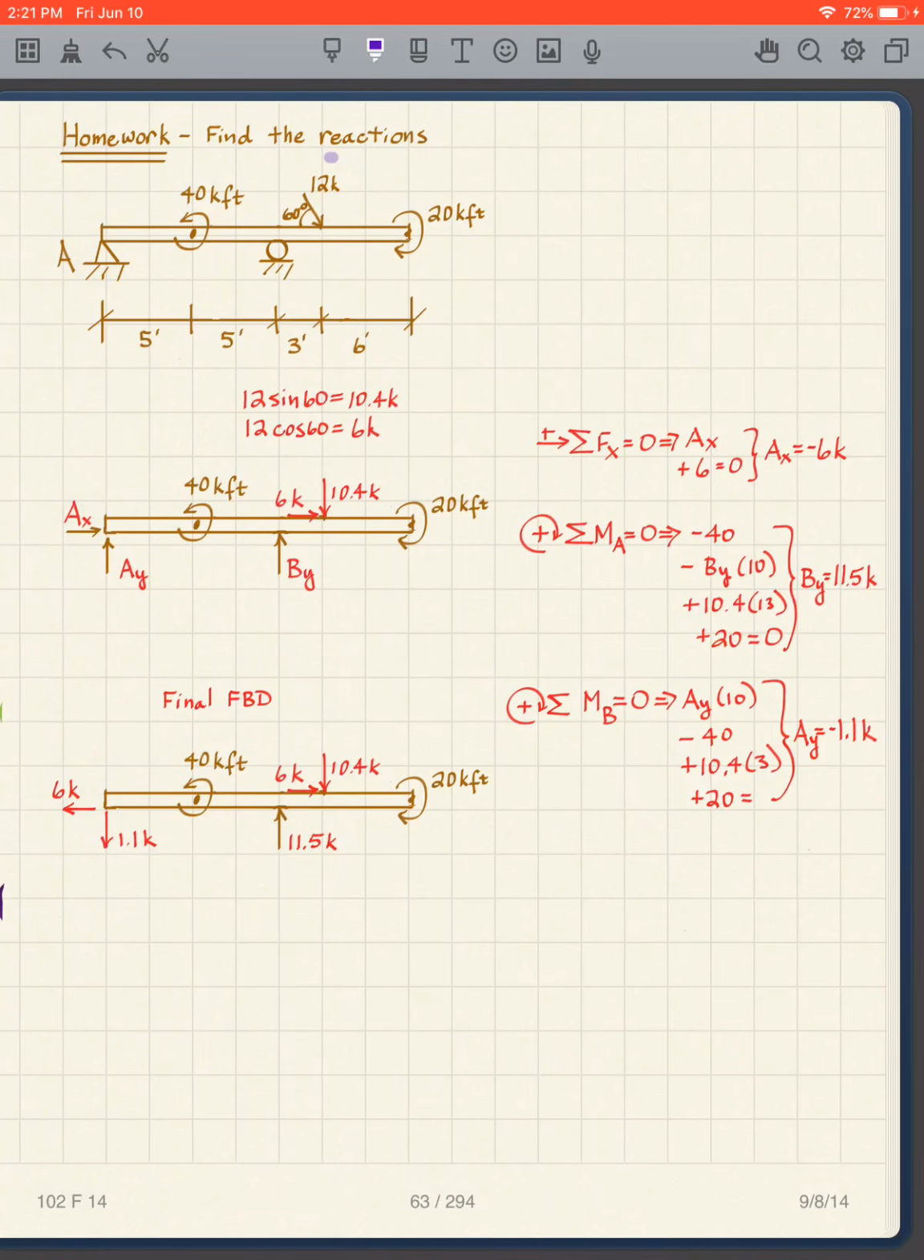First thing we have to do is break this into components. So I've got 12 sine 60, 10.4, 12 cosine 60. This force goes downward to the right. So I have a downward component and a component to the right.